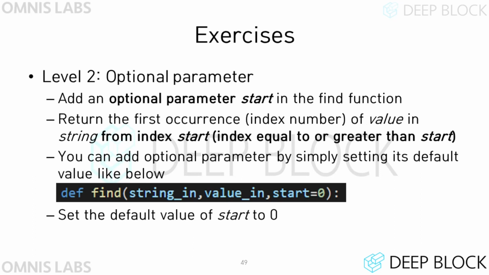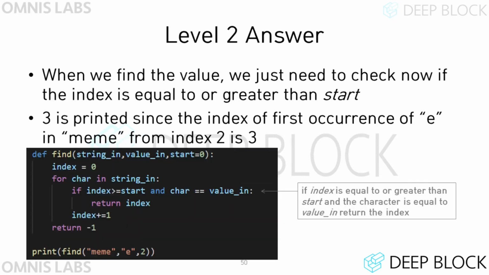Next, let's put an optional parameter in the find function we implemented. An optional parameter is a parameter that does not need to be set when calling a function. Add an optional parameter called start, and implement the function find that returns the index where value_in exists after the start index. For optional parameters, a default value must be specified. So in the find function we want to create, let's set the default value of start to 0 and implement the function. For example, we can implement the program as shown in the slide.